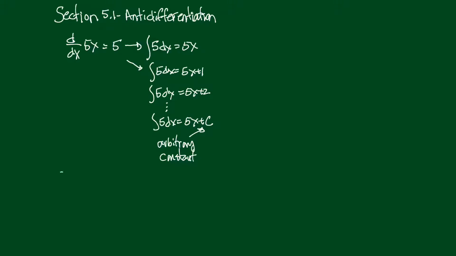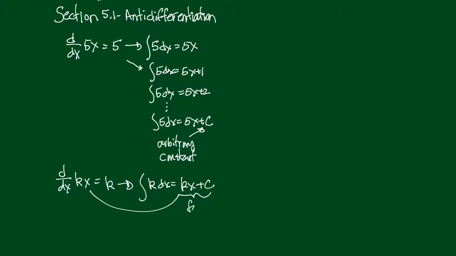So let's make a general statement here. If you differentiate with respect to x some constant times x, what you get is that constant. And if you antidifferentiate that constant with respect to x, you get kx plus c, where c is that arbitrary constant. So you don't get back to just a particular function, but you get back to a member of the family of functions.